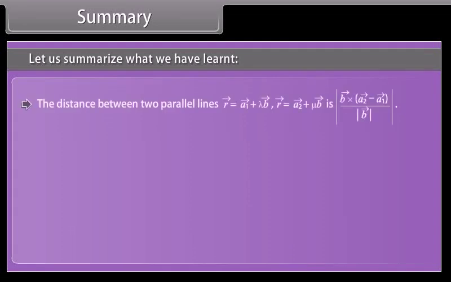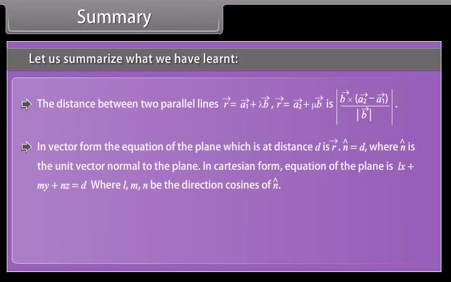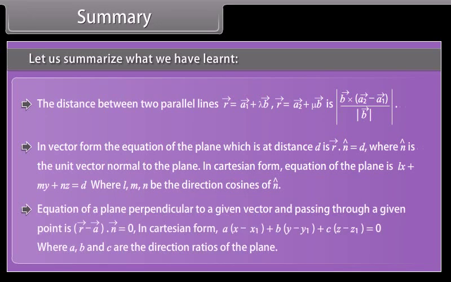The distance between two parallel lines is, in vector form, the equation of the plane which is at distance d is where cap n is the unit vector normal to the plane. In Cartesian form, the equation of the plane is where l, m, n are the direction cosines of cap n. Equation of a plane perpendicular to a given vector and passing through a given point is, in Cartesian form, where a, b, and c are the direction ratios of the plane.